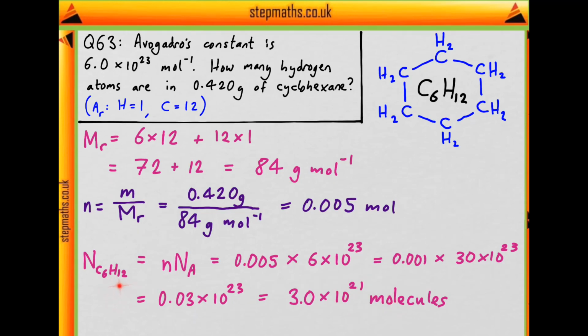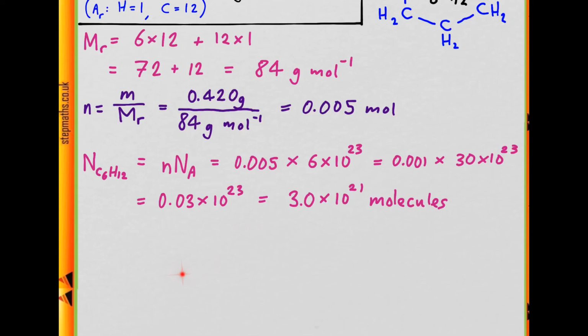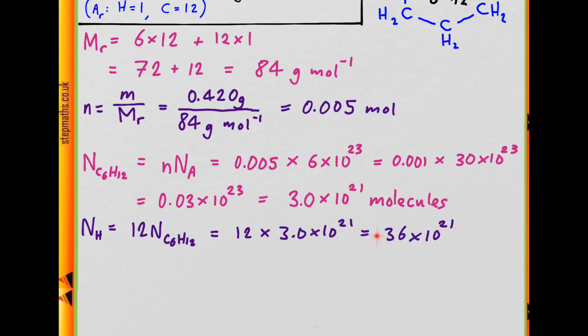Now, how many atoms of hydrogen do we have? So if there are 12 hydrogens in each molecule, then it makes sense to multiply the number of molecules by 12 to get the number of hydrogen atoms. So let's put the numbers in. We have 12 times 3 times 10 to the 21. 12 times 3 is 36. So what's that in standard form? It'll be 3.6 times 10 to the 22 atoms of hydrogen. So that's our final answer, which corresponds to E.